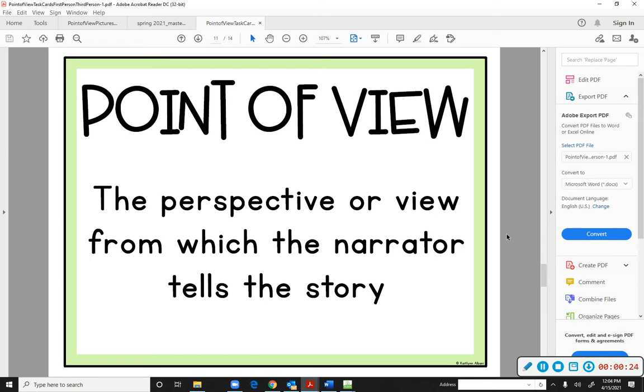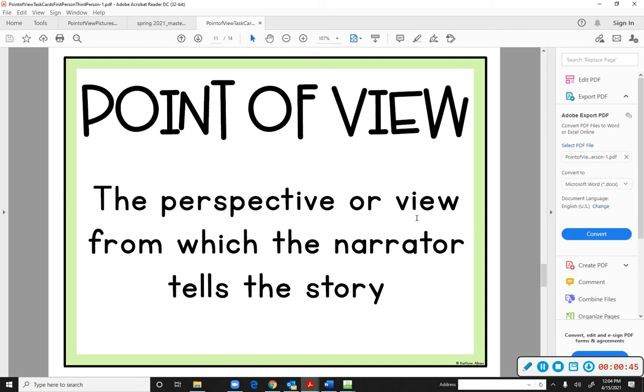Okay, so point of view has to do with the perspective or view from which the narrator tells the story. Okay, first person means the narrator is a character in the story, right? Third person means it's a narrator that is not in the story.